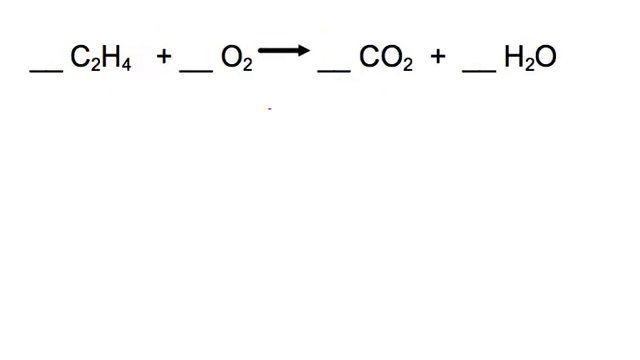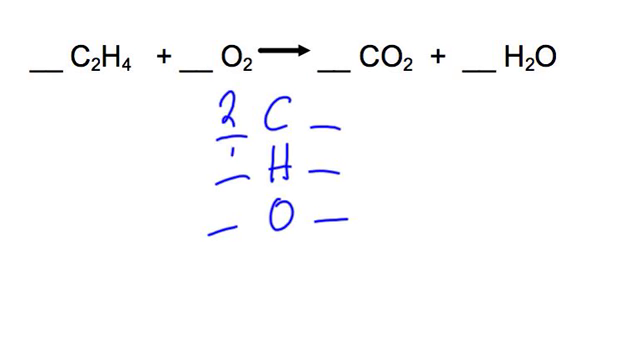So here I have C, H, and O. I'll make a list. So on the left side, I have 2 carbons, 4 hydrogens, and 2 oxygens. On the right side, I have 1 carbon, 2 hydrogens, and I have to be careful now because oxygen is in 2 places. I've got 2 here and 1 here for a total of 3. Anytime I change either one of those, I have to recount all my oxygens.